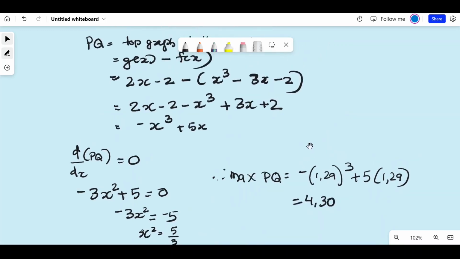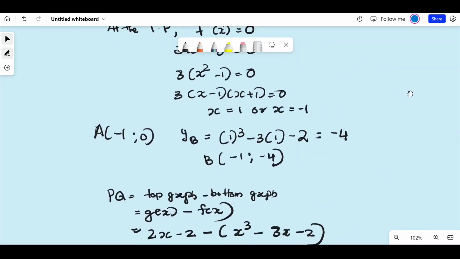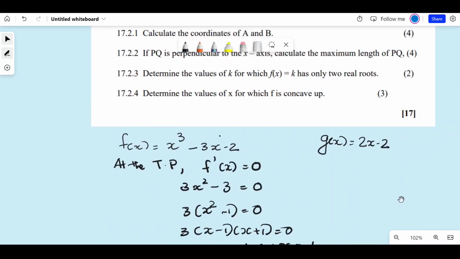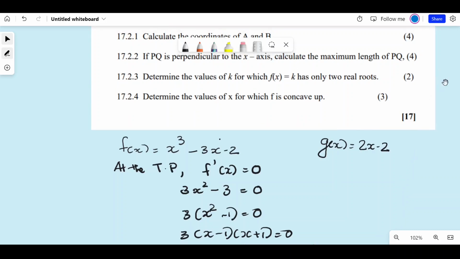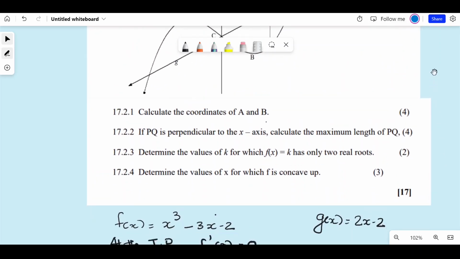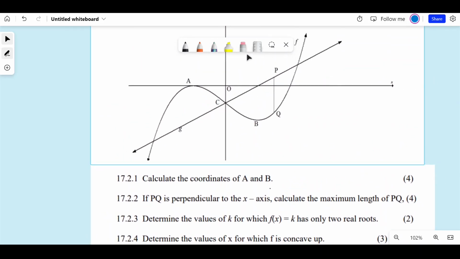Okay, now the next question here is: determine the values of k for which f of x equal to k has only two real roots. Only two real roots. Okay, for you to understand that part, let me quickly go to the graph. Roots of f of x equal to k is always a horizontal line like this.